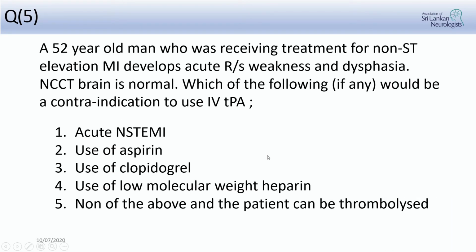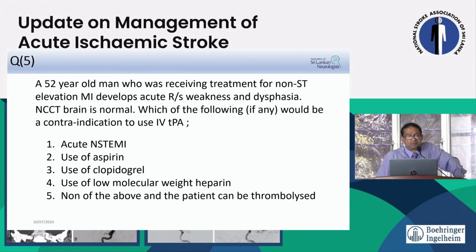A 52-year-old man who was receiving treatment for a non-ST elevation MI developed right-sided weakness and dysphagia. NCCT brain is normal. Which of the following would be a contraindication? Or can the patient be treated? Is the patient eligible for thrombolysis, or what is the contraindication?